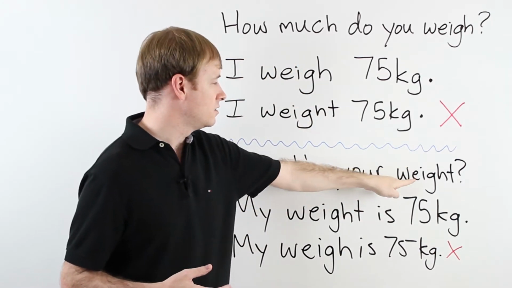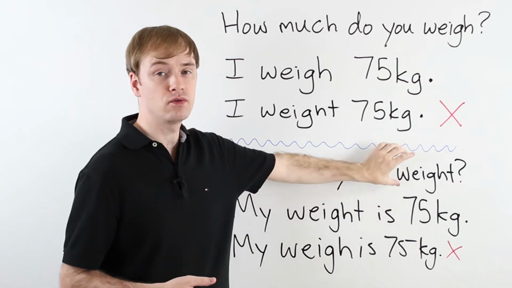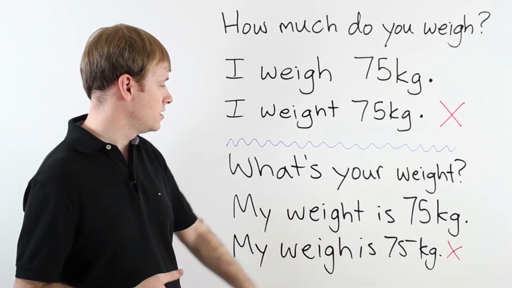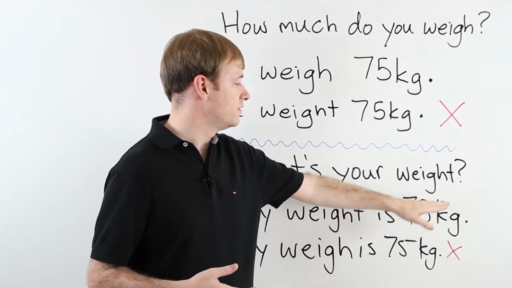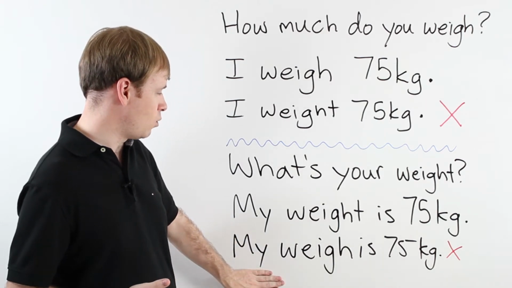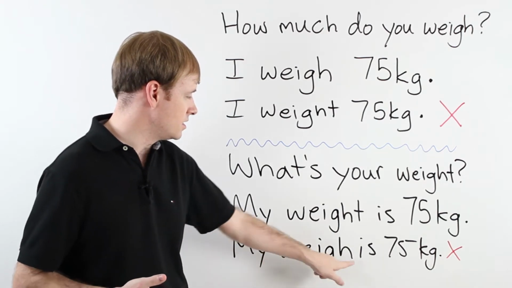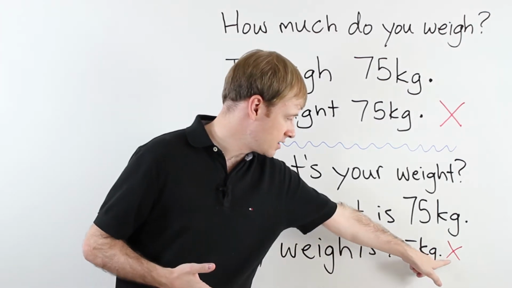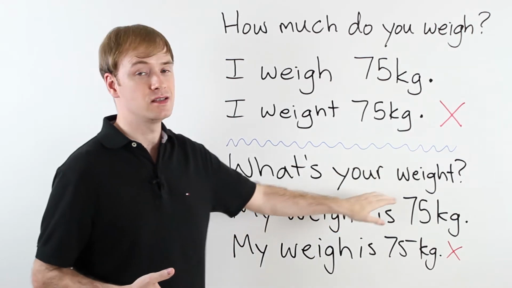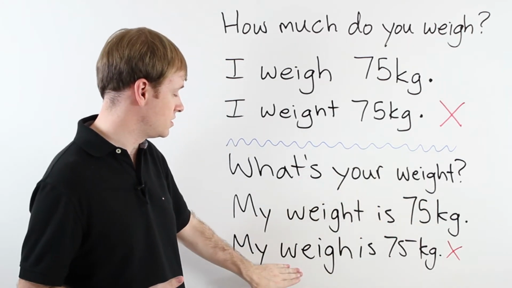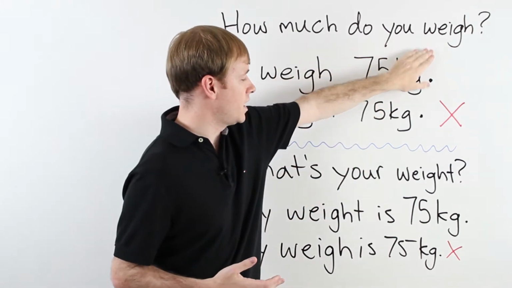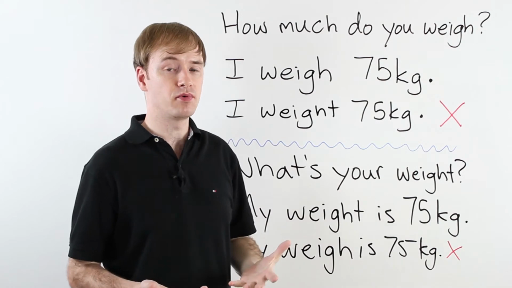What's your weight? Now it's using the noun form. What's your weight? My weight is 75 kilograms. Again, my weigh is 75 kilograms. X again, don't use that. What's your weight? My weight is 75 kilograms. Don't use this. It's a little bit confusing, especially the weigh and the weight. It takes a lot of practice.